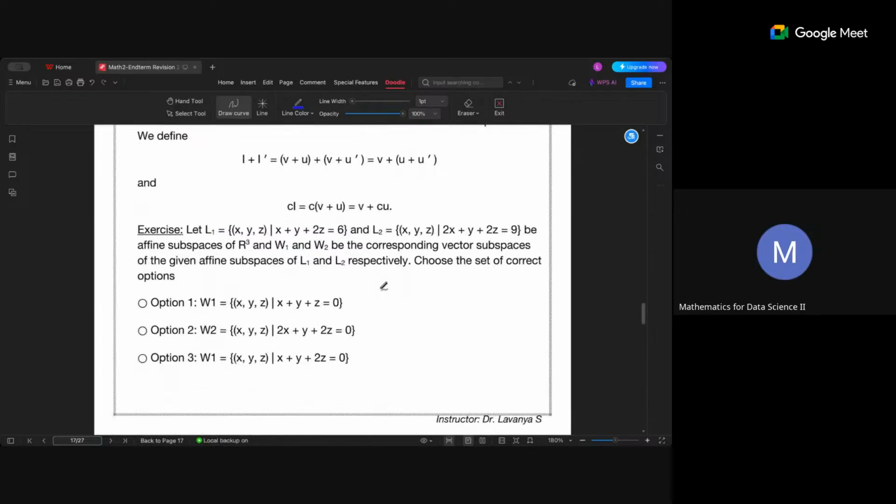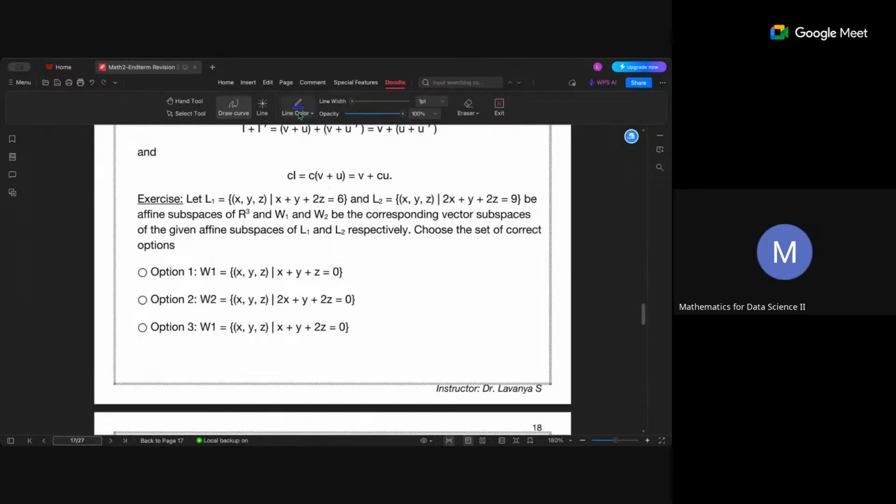One thing before answering this question, I will tell you so that answering it is easy. For any subspace ax plus by plus cz equal to 0, the corresponding affine space is of the form ax plus by plus cz is equal to b, some constant. Now can you answer this question? You have L1 and L2 given here, which are affine spaces. What should be the corresponding W1 and W2, the subspaces for L1 and L2?